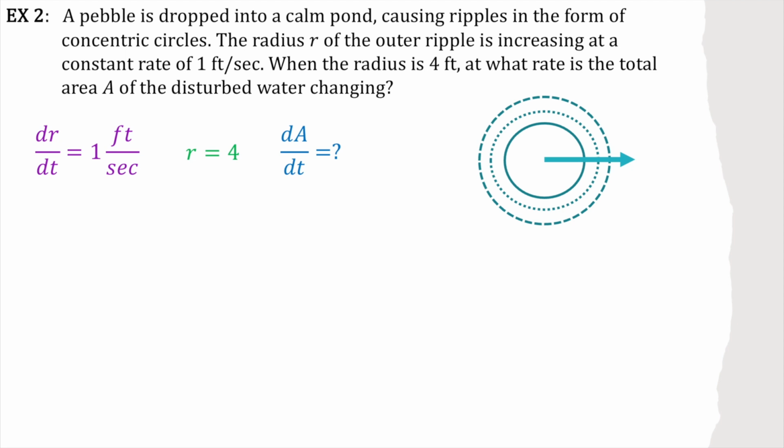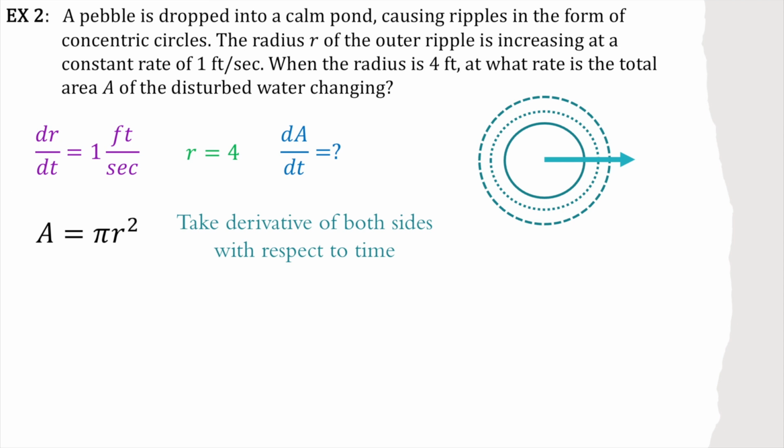Well, the area of what? Oh, the area of a circle. Area equals pi r squared. So we have all the information we know, and we can start working the problem. So we'll take the derivative of both sides with respect to time. dA/dt equals 2 pi r dr/dt, and then plug in what we know. So dA/dt equals 8 pi.